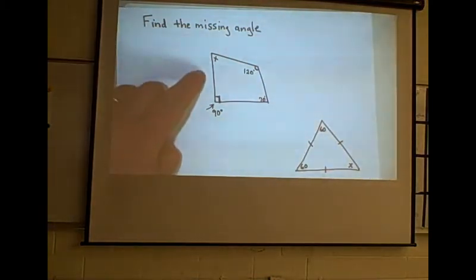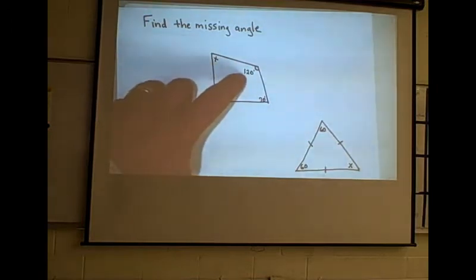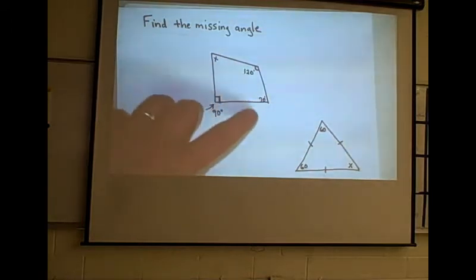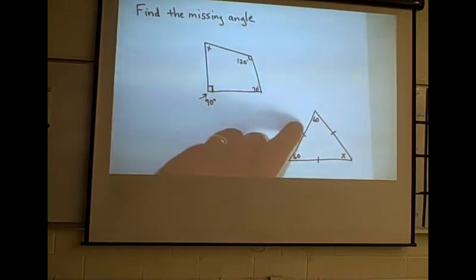This is a quadrilateral. We need to find this missing angle, which is x. This one has a square corner. If it has a square corner, we know it's 90 degrees. This angle is 120 degrees. And this one is 70 degrees. Then you'll need to solve for x.